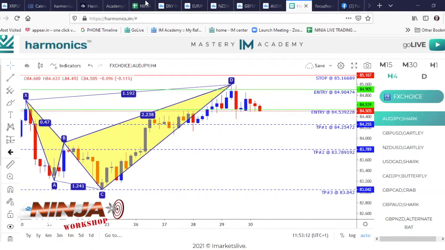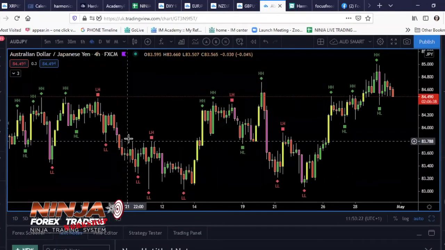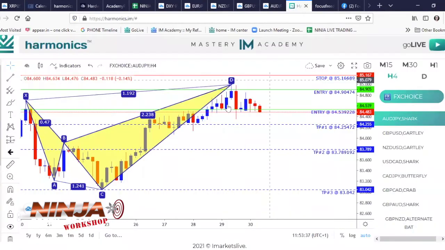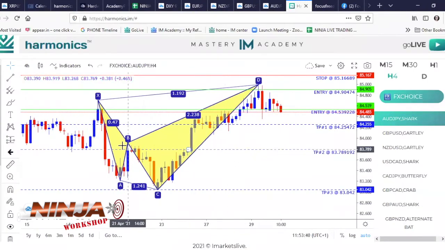So what I do basically then, so I can put all my Ninja stuff on it, I transfer all this information onto TradingView, and you can get a free account on TradingView. So all this information is now transferred onto the AUD JPY, the 4 hourly, exactly the same as the Harmonic Scan. And what I'm going to do now is transfer this information, where the D is and the C is, and put what we call a pitchfork on it to give us a better understanding.